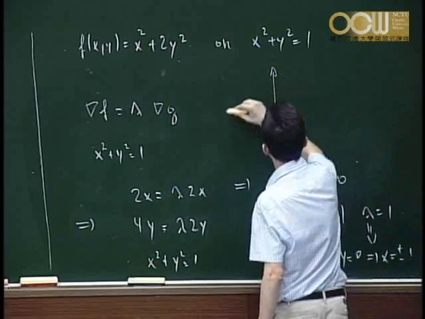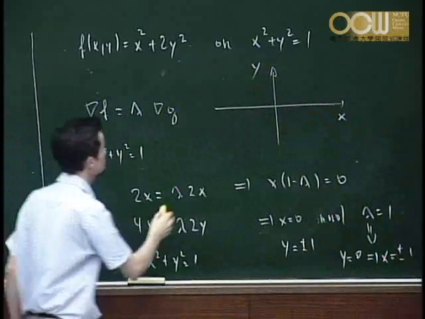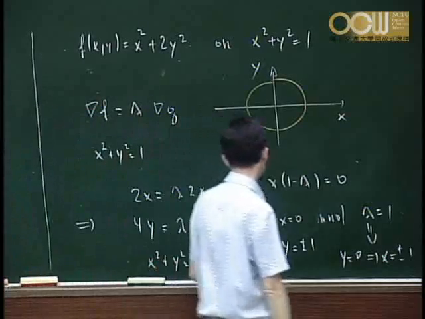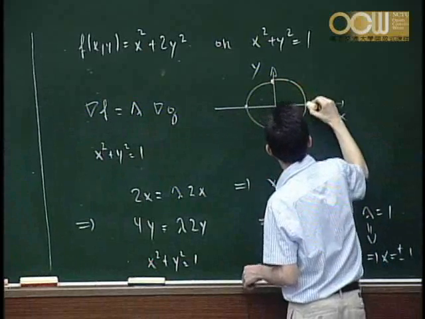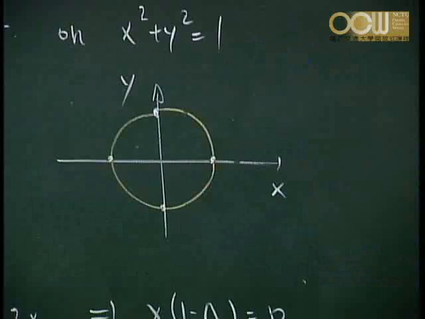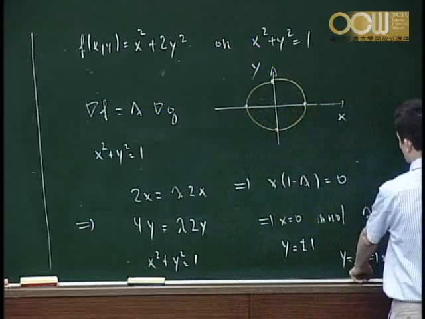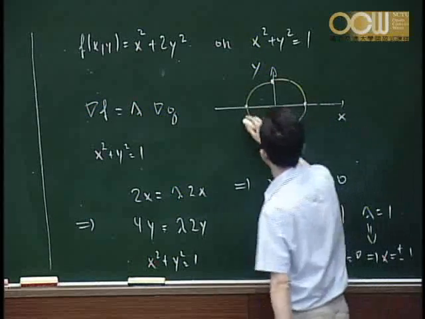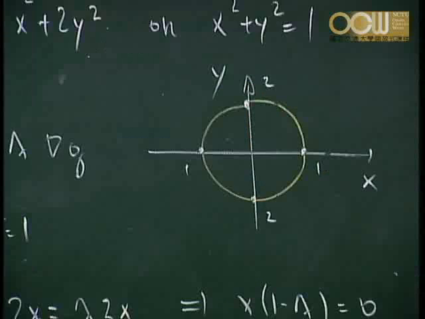Okay, so if we plot the picture, then you see that we have to check here x is equal to 0, so those 2 points, and we have to check those 2 points. And you easily see that the function value, if x is equal to 0, you have this here as 2, and if y is equal to 0, you have this here as 1. So here and here the function value is 1, and here the function value is 2. So the maximum is 2, the minimum is 1.